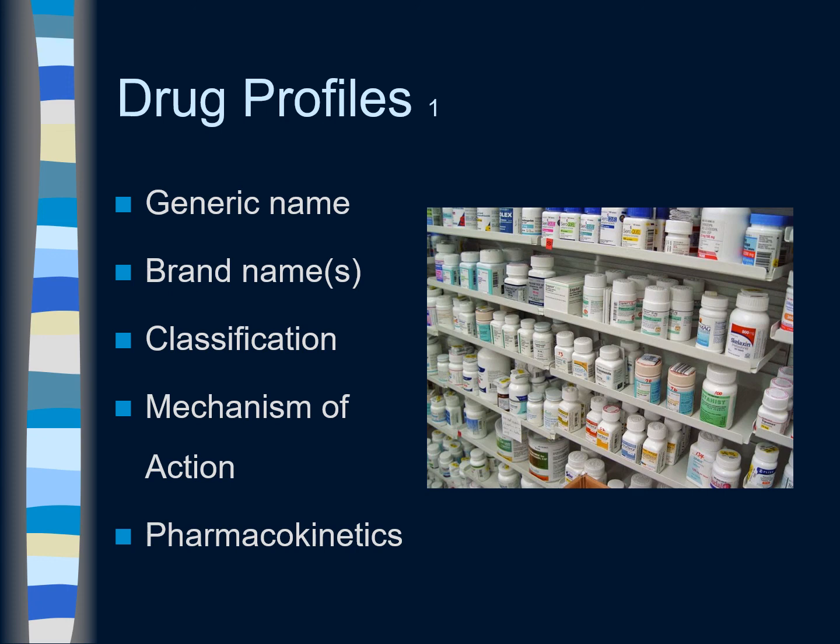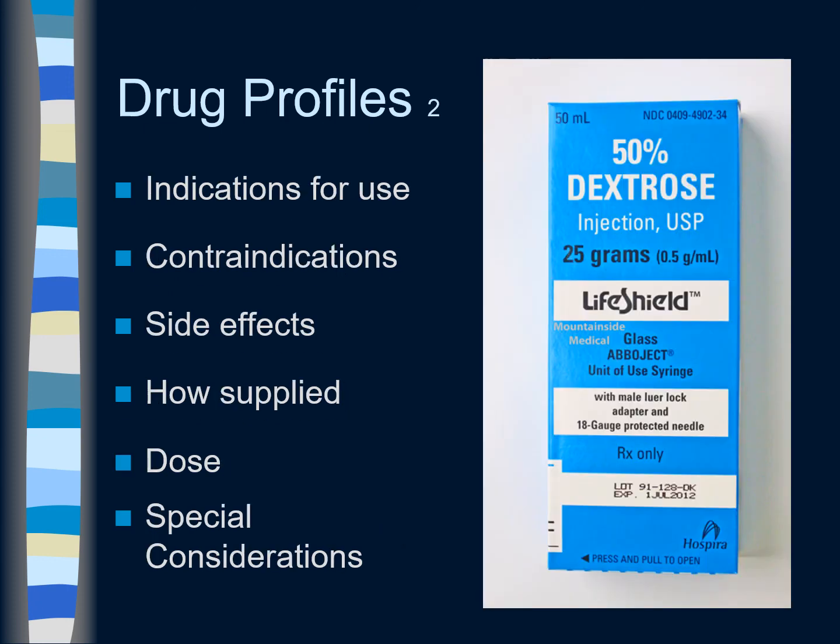Mechanism of action, how does it work? And pharmacokinetics, which as we recall is onset, peak, and duration. Other components of the drug profile include indications for use. When is it clinically indicated for you to give this drug? A clinical indication for albuterol would be difficulty breathing as evidenced by bronchoconstriction with wheezing. Contraindications, when should you not give this drug? Don't give nitro to a patient with a blood pressure less than 100.